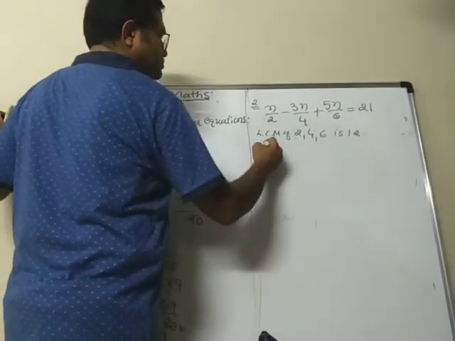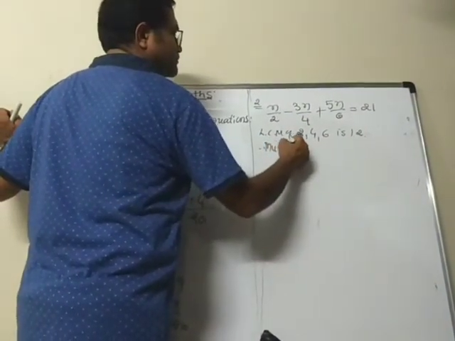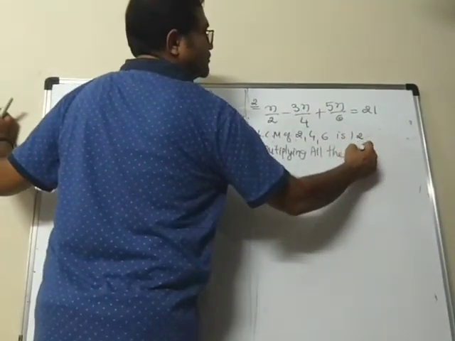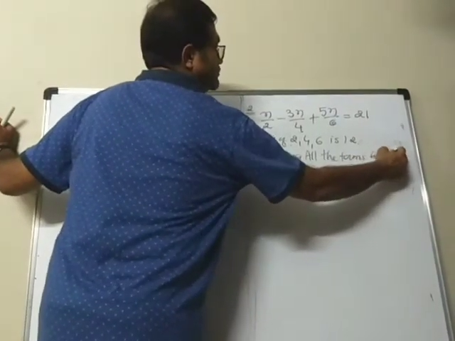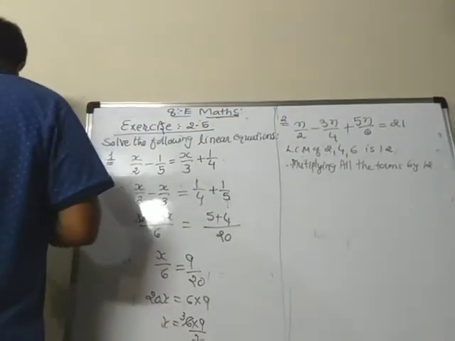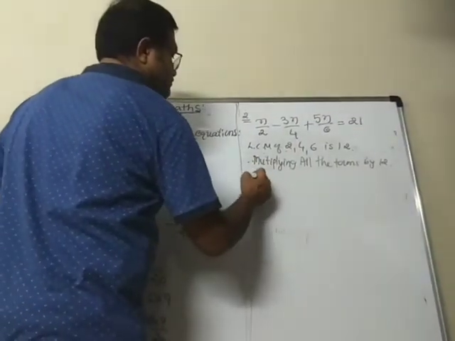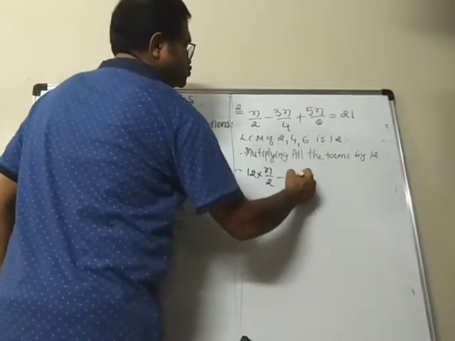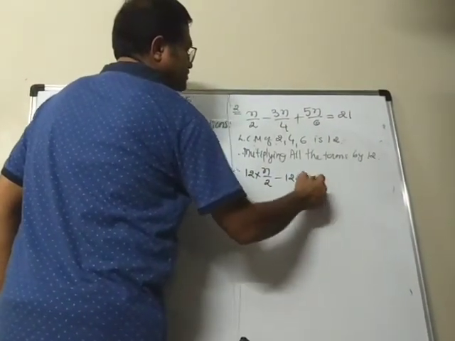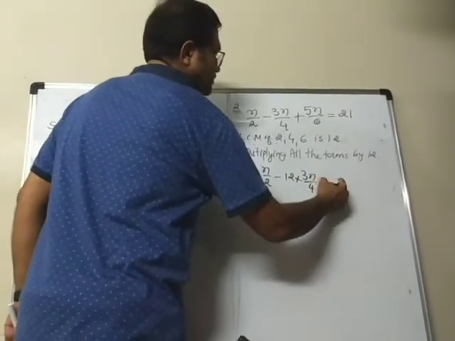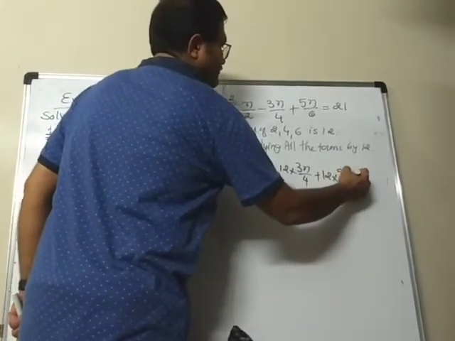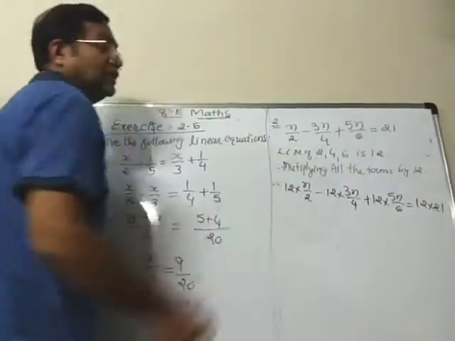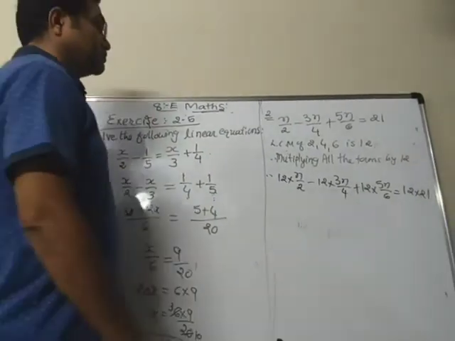Therefore, multiplying all the terms by 12. Therefore, 12 multiplied by n by 2 minus 12 multiplied by 3n upon 4 plus 12 multiplied by 5n upon 6. Don't forget to multiply it on the RHS also, otherwise you will get a wrong answer.